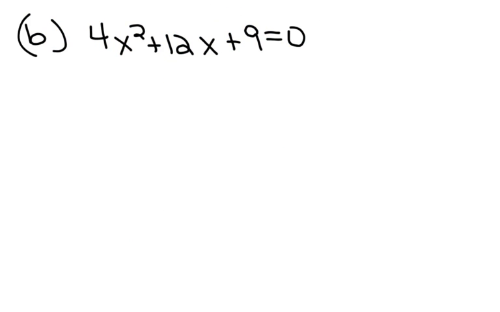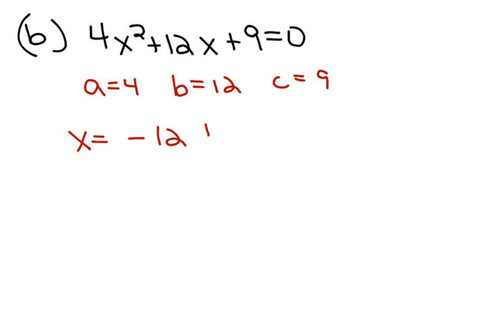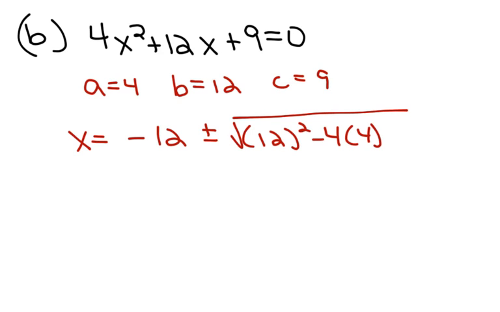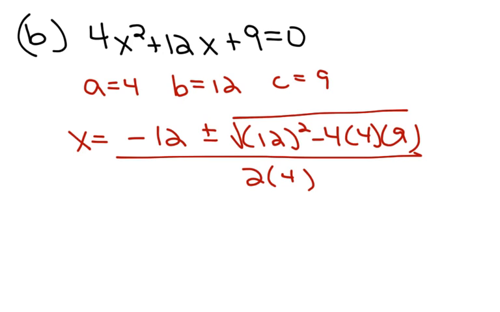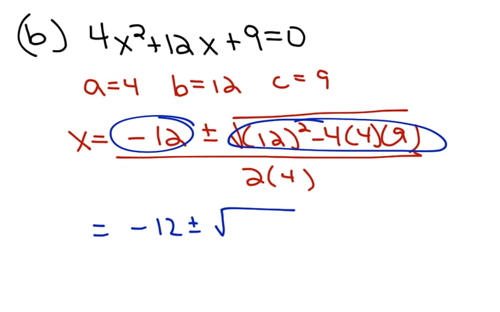Let's do this again. For 4x squared plus 12x plus 9 equals 0, a would be 4, b would be 12, and c would be 9. So x equals the opposite of b plus or minus the square root of b squared minus 4ac all over 2a. And then I simplify this in parts. So I have negative 12 plus or minus the square root of 144 minus whatever 4 times 4 times 9 is, which gives you 0, over 8.